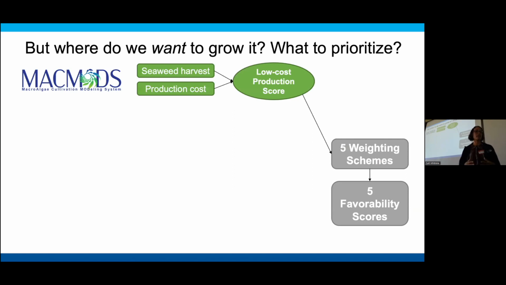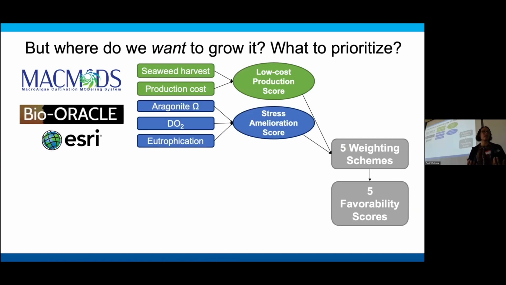And in addition to MacMod's data on seaweed harvest and the cost of producing that seaweed, we incorporate a lot of other data sources, and this included the ecological benefits and things like ocean acidification and dissolved oxygen. There are data sets for that available through BioOracle at global scales. So I did all of this at a 1/12 degree resolution, more or less, which is pretty coarse for regional planning, but for global scale, it works just fine.